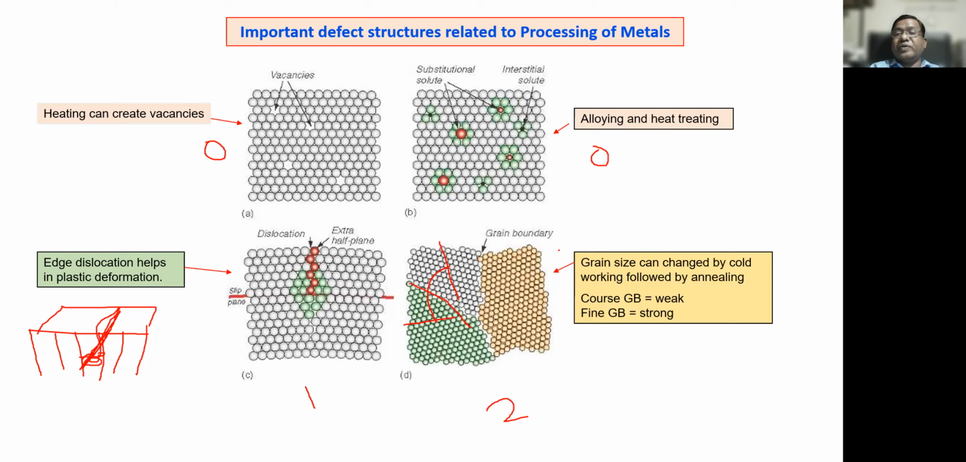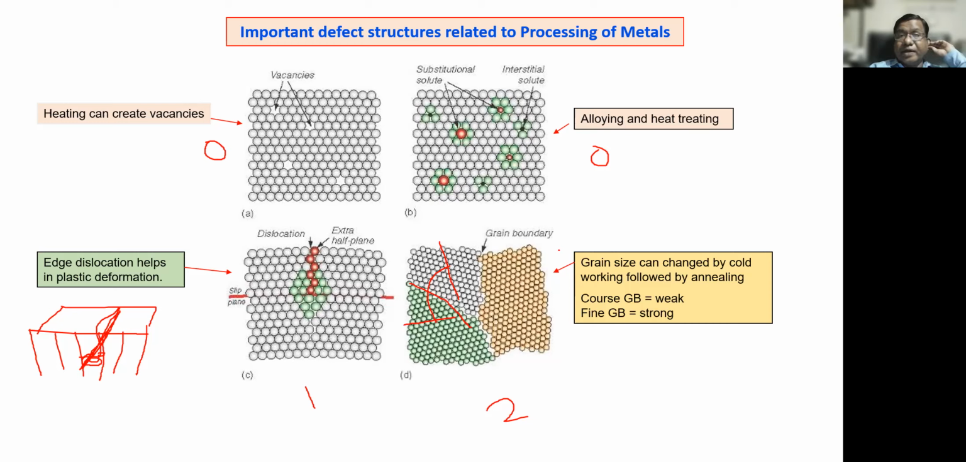So coarse grain boundary is weak, and fine grains are strong. Okay. So how is the processing? Processing is we are heating, we are alloying, we are deforming, and heat treating. So these are the processes, and how the defects are generated, created, nullified. And these are basically changing the property.